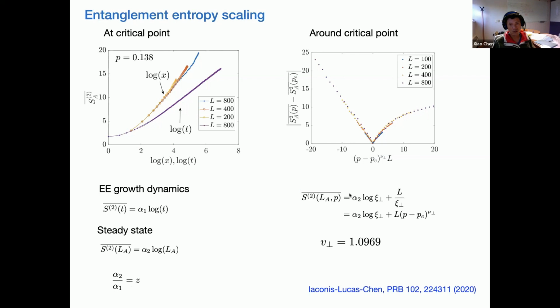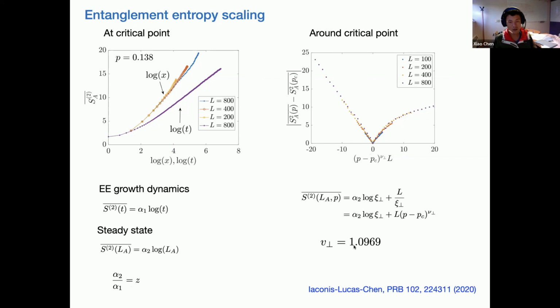We could also further perform data collapse around the critical point. We obtain some critical exponents for the correlation length in the system. It's also consistent with the directed percolation universality class.